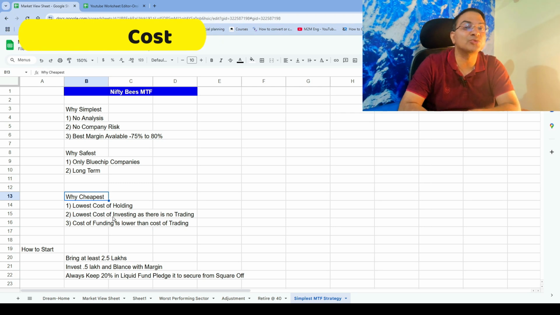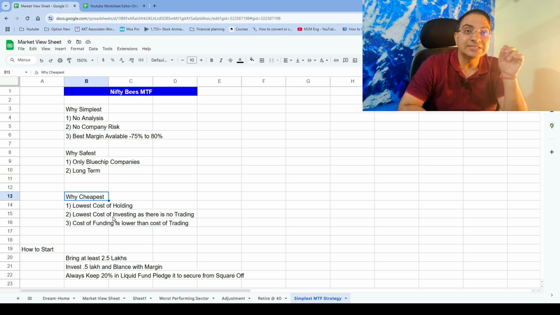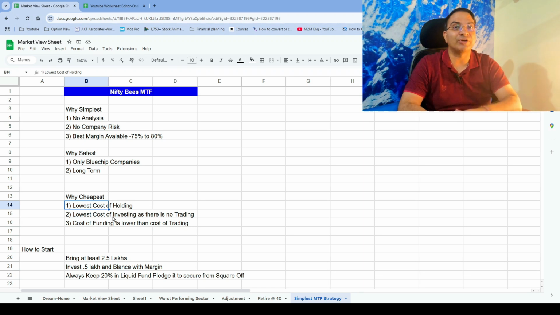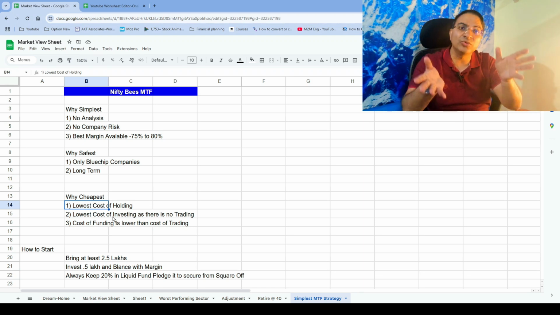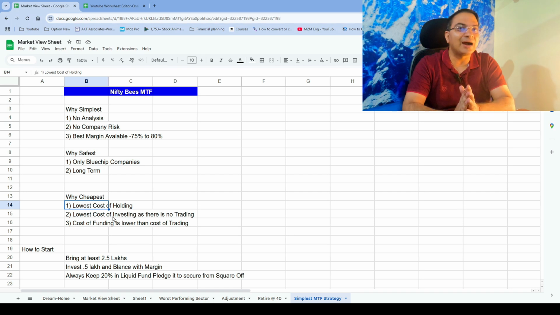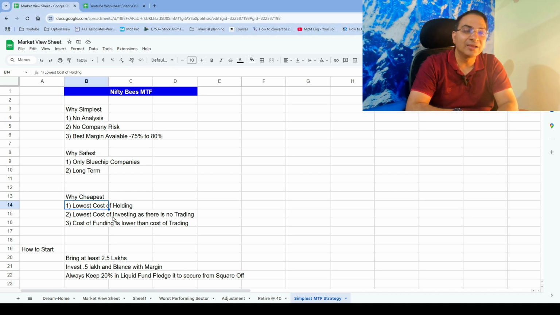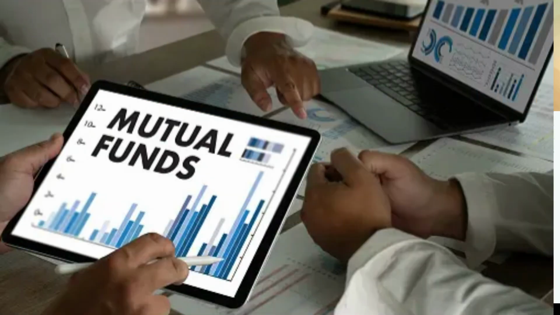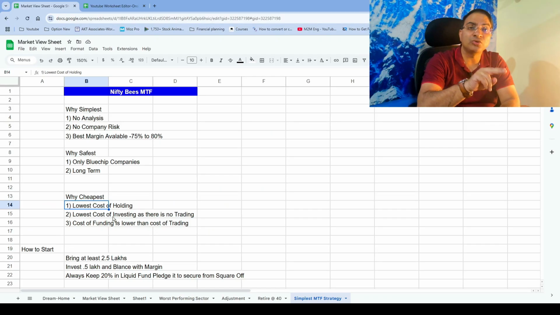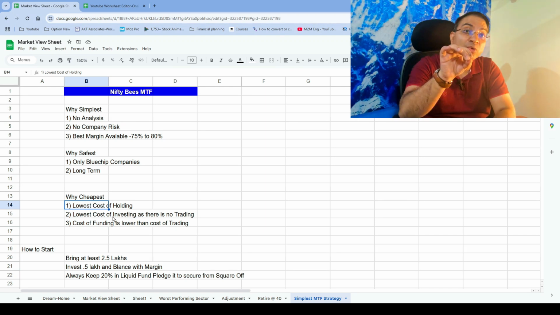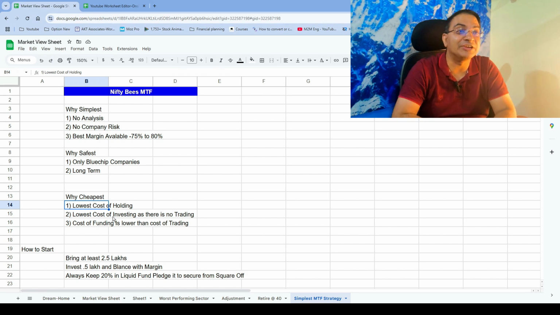Another reason why it is the lowest cost of holding is that generally these ETFs are passively managed funds. That means the fund manager doesn't do anything. He just sits in the car and the car works on autopilot mode. Because it is autopilot, they charge less management fees. Generally a mutual fund charges 1% or 2% as an expense for managing our fund. Here it is hardly 0.06%. This ETF is like the mutual fund with the lowest management fees.